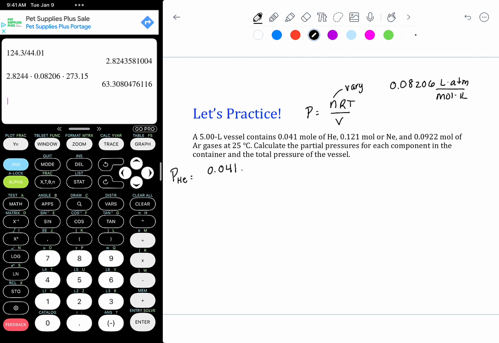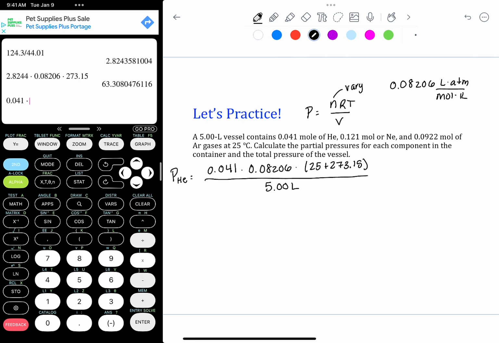Okay, so we'll do atm for our pressures here, 0.08206 times the temperature, which is going to be 25 plus 273, so that's 298.15, and then we'll divide by the total volume, which is 5 liters. So let's do that. 0.041 times 0.08206 times 298.15, which we then divide by 5.